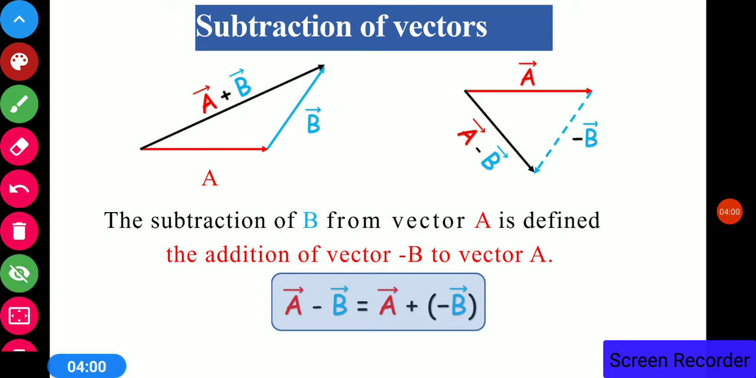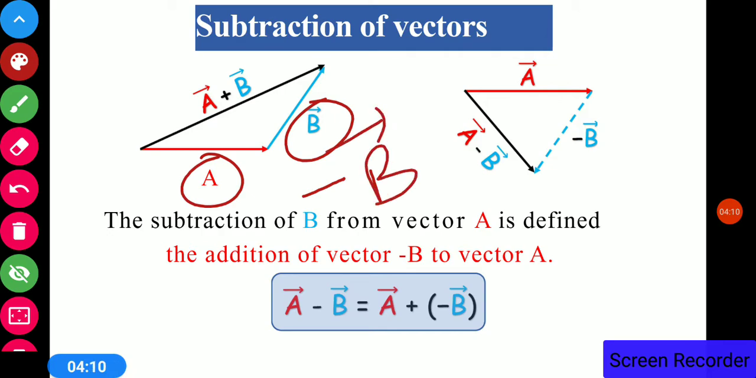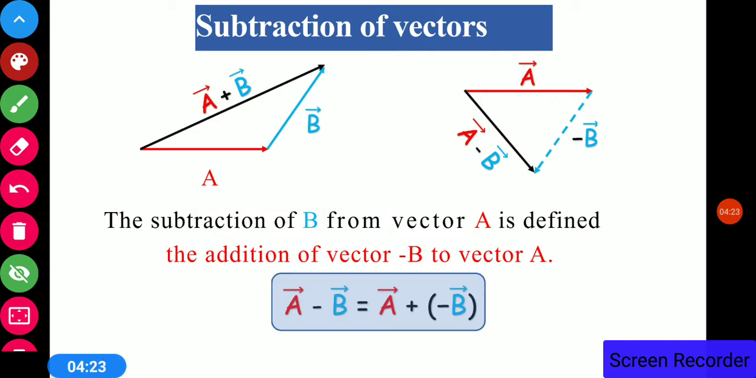Now, subtraction of vectors. Addition means vector A is added to B. Now, in place of B, if we add vector minus B to vector A, then the result will be A minus B, because of the addition of the negative vector of B to vector A. So, subtraction of vector B means the addition of vector minus B to vector A.